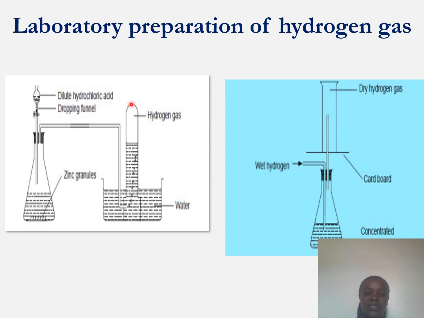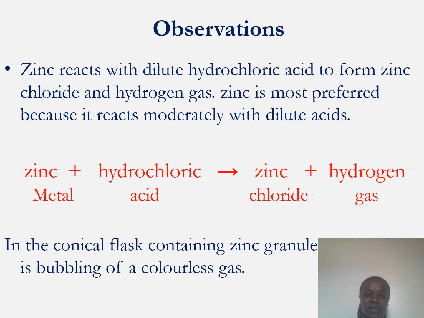So you can see that zinc granules will react with dilute hydrochloric acid to form a salt. The salt will be zinc chloride, and the hydrogen gas, we are going to collect it there. So that is how we are preparing it. Let us look at the observation in our next slide. We are saying zinc reacts with dilute hydrochloric acid to form a salt, zinc chloride, and hydrogen gas. This is the reaction here.